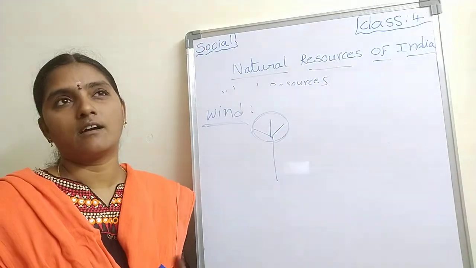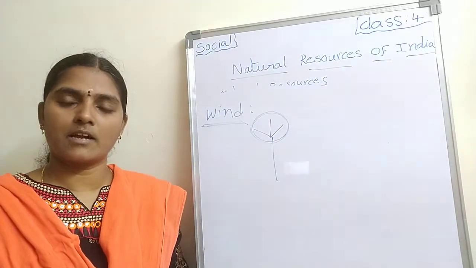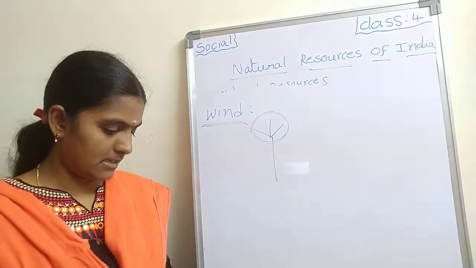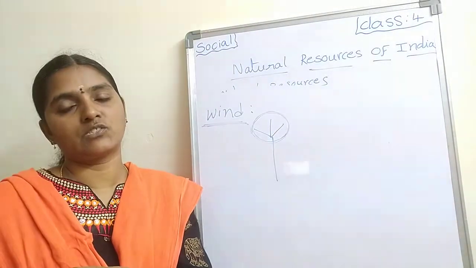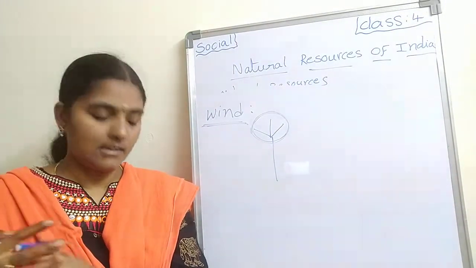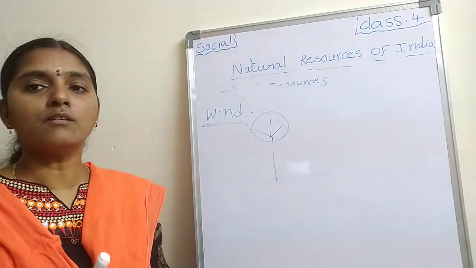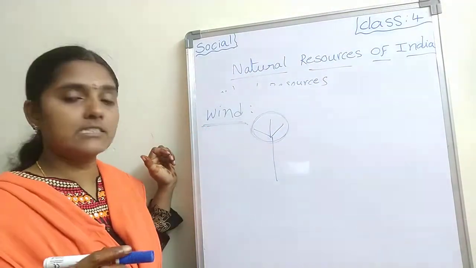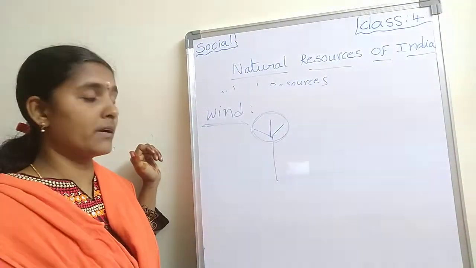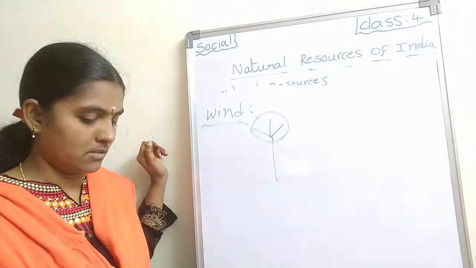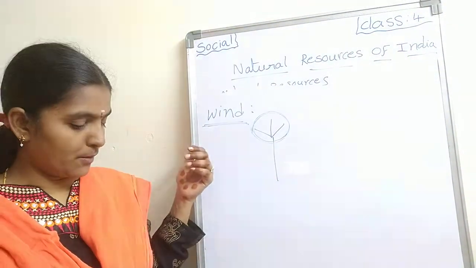Several states in India like Tamil Nadu and West Bengal produce wind energy. Understood? Wind is another important natural resource. Windmills are used to create energy from the movement of the wind. Understood? Several states in India, Tamil Nadu, West Bengal produce wind energy.